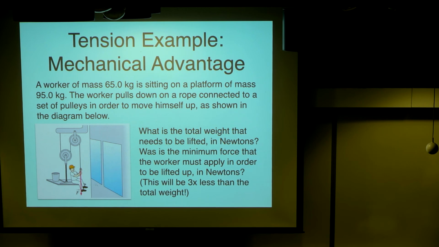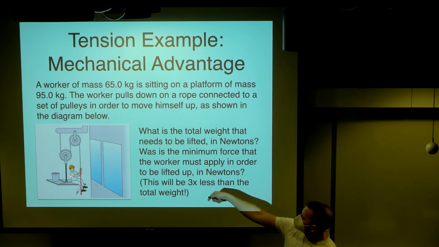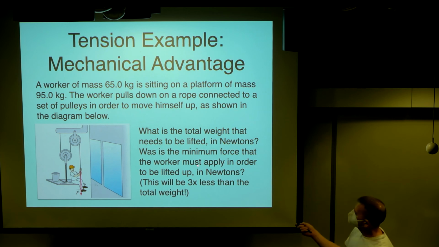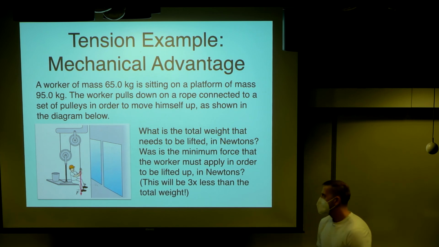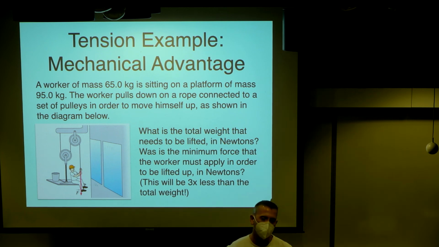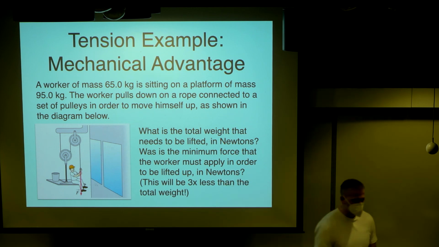Okay. So one question that we'll answer to start is, if the worker is going to move himself up, what is the total weight that needs to be lifted up? Well, that would just be the combined weight of the worker himself and the platform. So we'll calculate what that is. And then the second question is, what is the minimum force that the worker needs to apply in order to lift himself up? And here's a spoiler. This is going to be 3 times less than the total weight. So the worker actually needs to exert a lot less force than the total weight of everything that's being lifted up to actually do this. And that's because of these pulleys and the mechanical advantage they give you. So let's get into that.